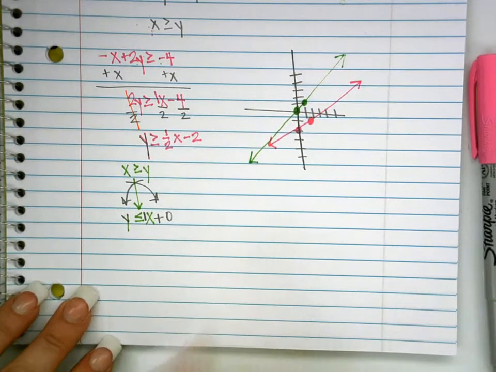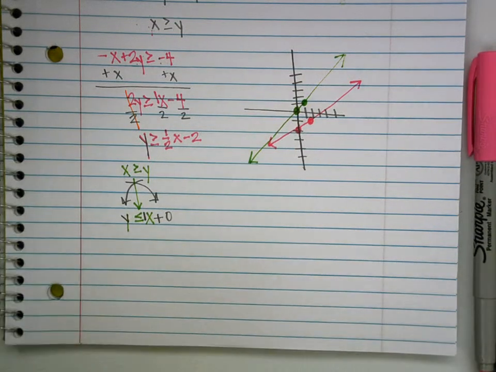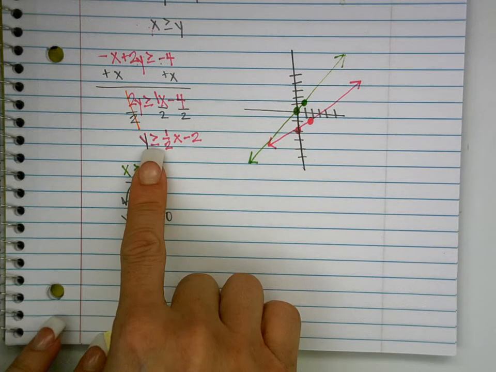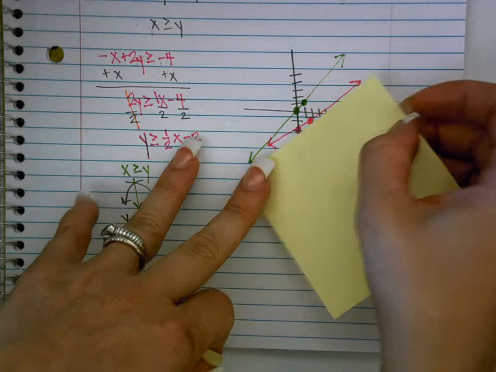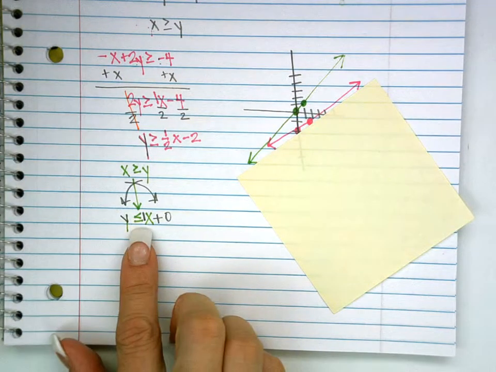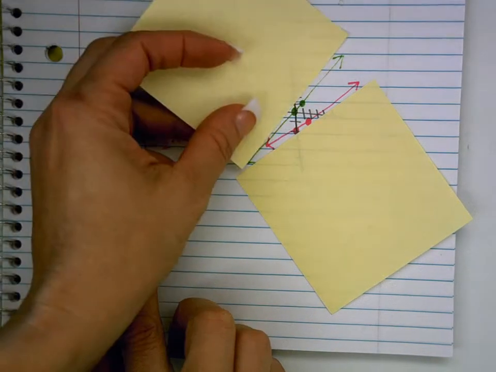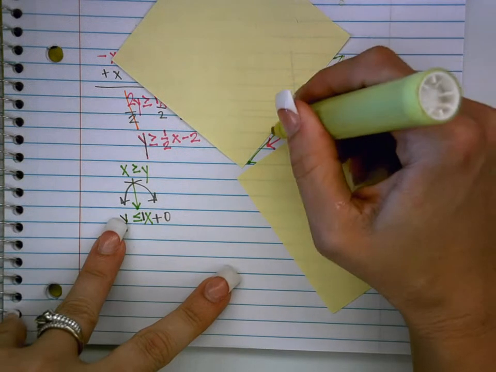Okay. Now, to figure out where your shading goes, for the pink line, should you shade above or below the pink line? Y is greater, above or below? Above. So I'm not going to shade under here. Okay. How about the green line? Should I shade above or below that line? Below. So I'm definitely not shading in there, and you just need to fill in what's left.